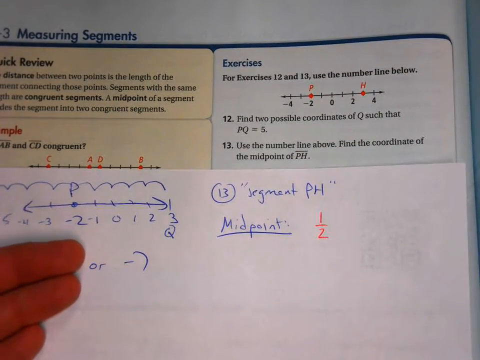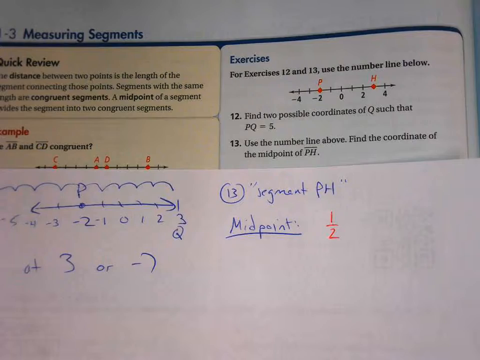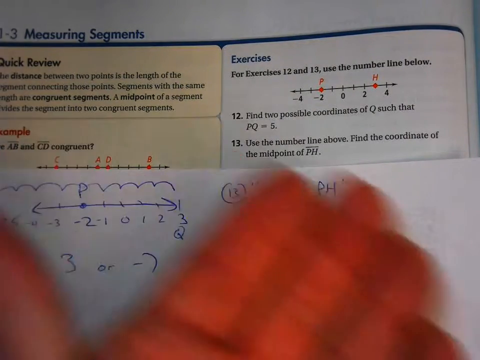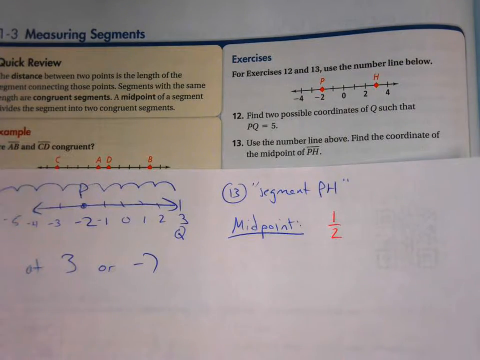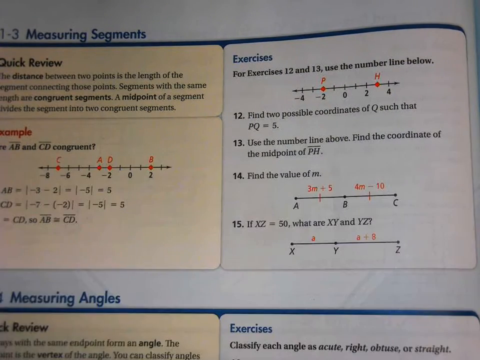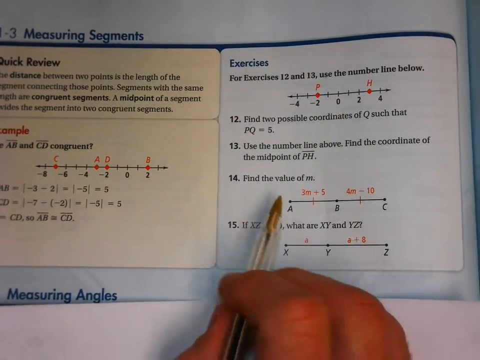It's a real number. Okay, so you got to remember from that postulate, every point on a line corresponds to a real number. Half is a real number. Okay, so that's how we would handle number 13. Now we go to number 14. And here comes algebra. Number 14, it says, find the value of m.